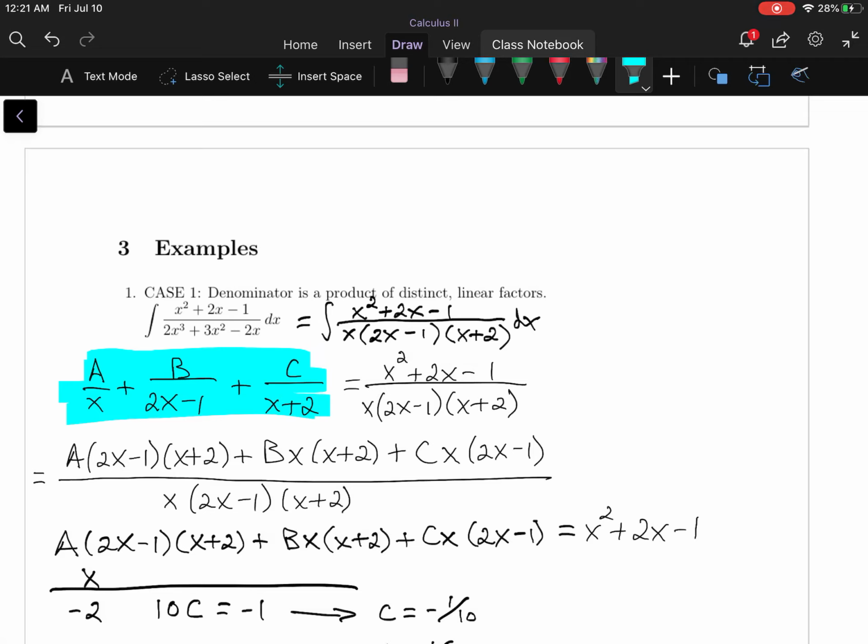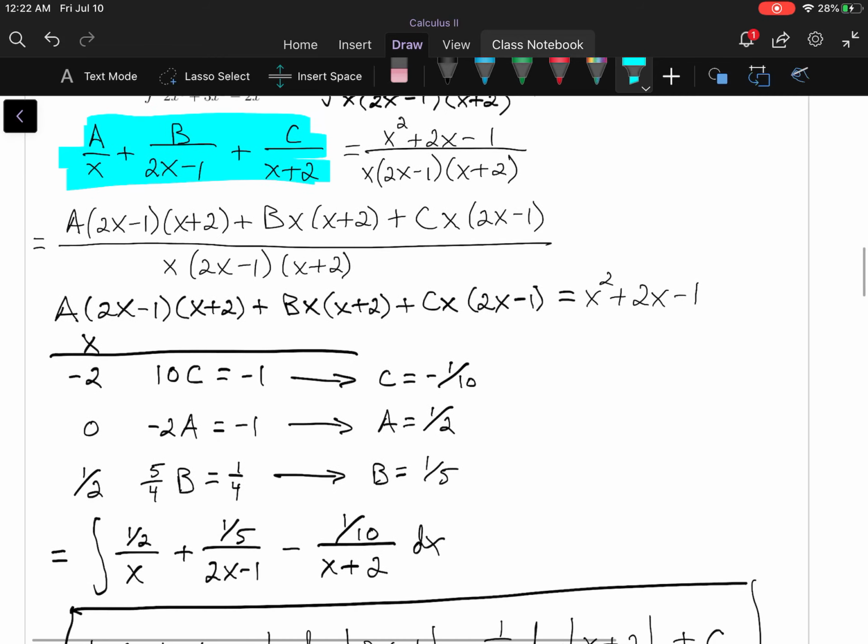If you then get it in a common denominator, as I did on the next line, the numerators have to be the same, meaning A times 2x minus 1 times x plus 2, plus Bx times x plus 2, plus Cx times 2x minus 1, that numerator must be equal to x squared plus 2x minus 1. Since the denominators are the same, the tops must also be equivalent. And so the challenge here is to solve for the unknown coefficients A, B, and C.